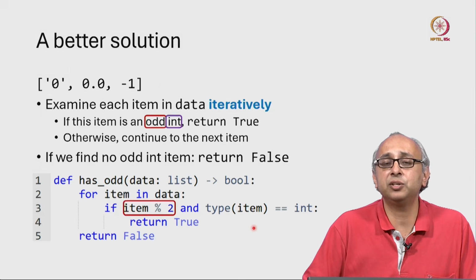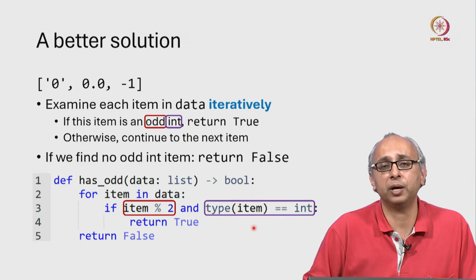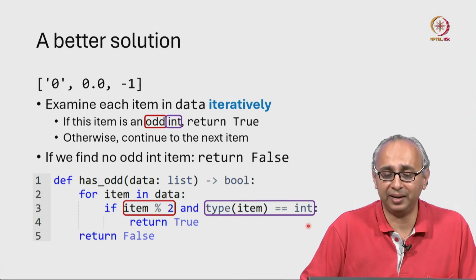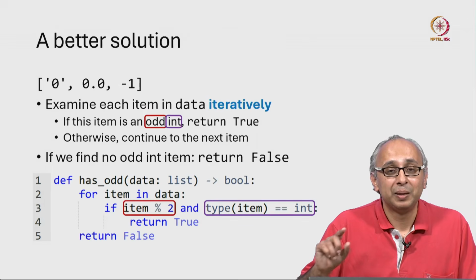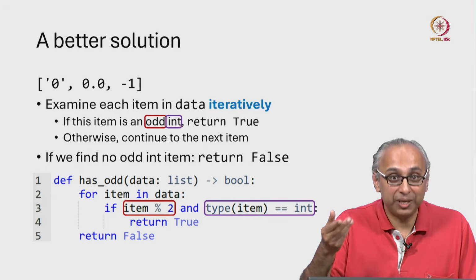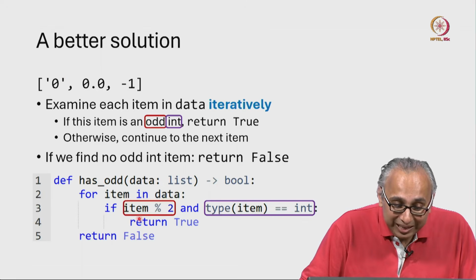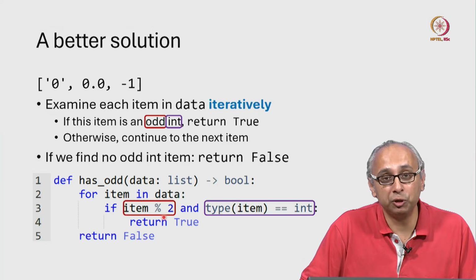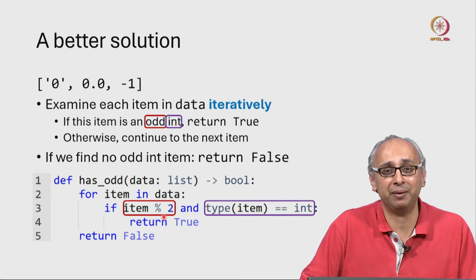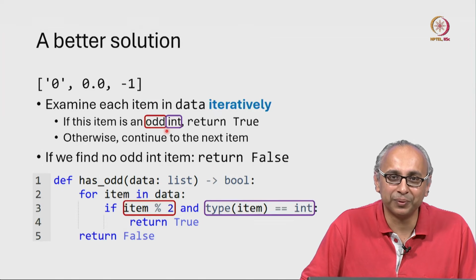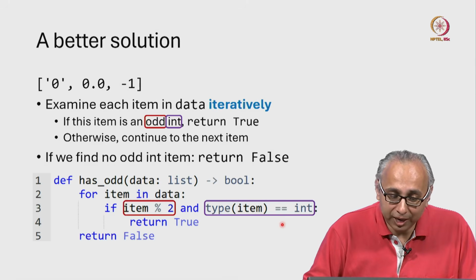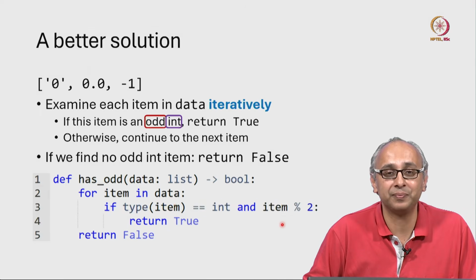And how do we check if it's an integer? Well, this condition will work. Is the type of the item an int? But not quite, because as we have seen, if the input we give is a string, then calculating this is going to fail. It's going to produce a type error. So how do we check if the item is an odd integer? It's very simple. We first check this condition. So we write the code like this.